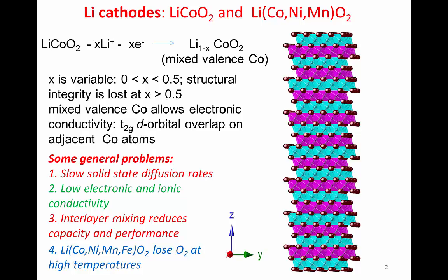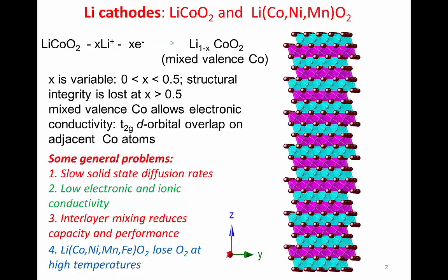So in utilizing this as the cathode, there are some general problems. Four are listed here. First of all, slow diffusion rates in the solid state. So lithium ions don't move particularly quickly, not as quickly as they do in a liquid electrolyte. Secondly, this gives rise to low ionic conductivity, but also the electronic conductivity is not particularly high, especially when the material is fully discharged and just contains cobalt 3+.